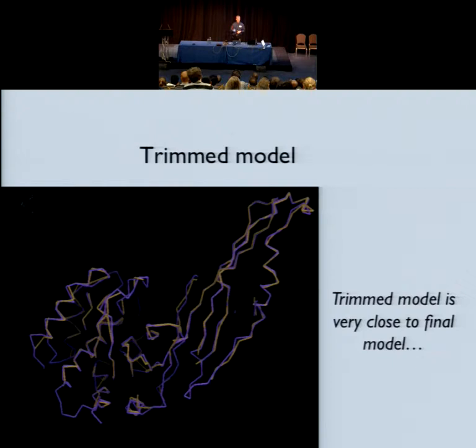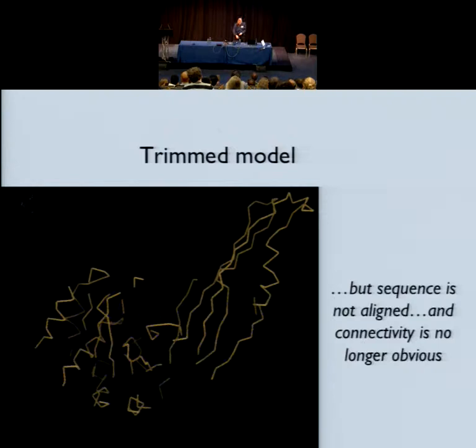Now the problem, though, is the sequence is not aligned. We don't know what residues go with what part of the sequence. And the connectivity is no longer obvious. So once we have cut off all these pieces, now we've got all these fragments here. And if you just look at it that way, you don't know what's connected to what. But we're going to make use of what information we have.